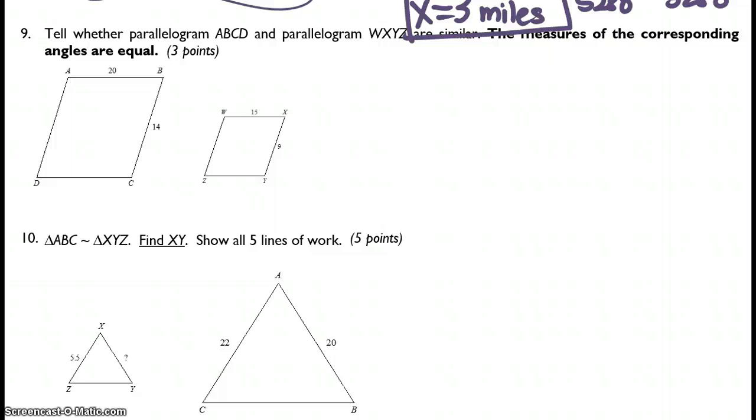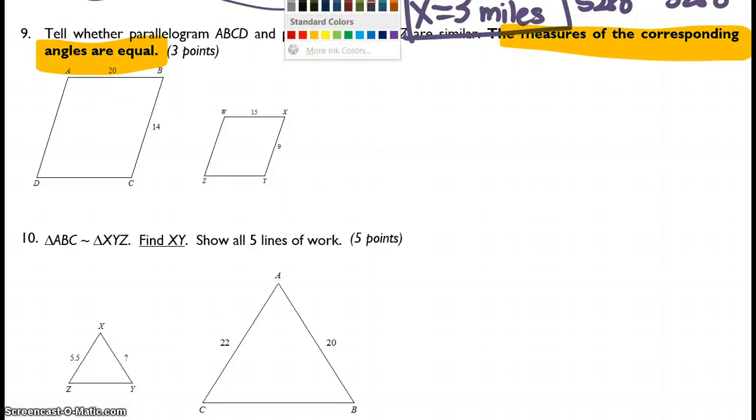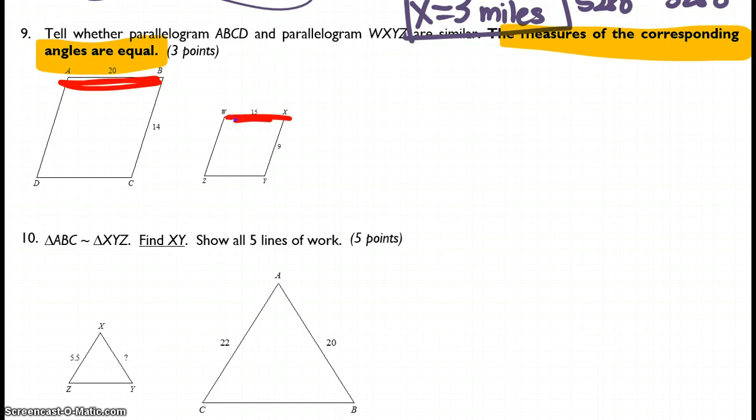Number 9, I need to tell whether parallelograms ABCD and WXYZ are similar. And I'm going to assume that the measure of their corresponding angles are equal. So remember, I assume that the measure of their corresponding angles are equal. And for these two to be similar, the ratio of their sides must be proportional. Okay? So I'm going to look at 2 different sides. I'm going to say AB is proportional to WX. So then I have 20 over 15.